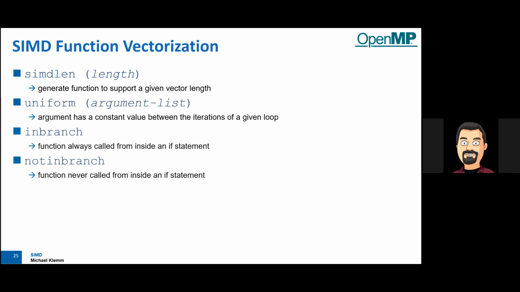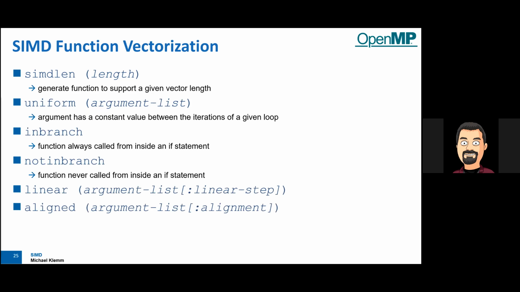All right, there's a whole bunch of things that you can specify here. So SIMD-len, similar to SAFE-len, you can specify for what kind of SIMD vector register width that function should be generated. By default, all arguments are promoted to be a vector register. So what you can do is say uniform for a particular function parameter, and then this function argument is retained as a scalar. In branch and not in branch, I will skip for the sake of time. And then you have linear and aligned, which carry the same meaning as before.